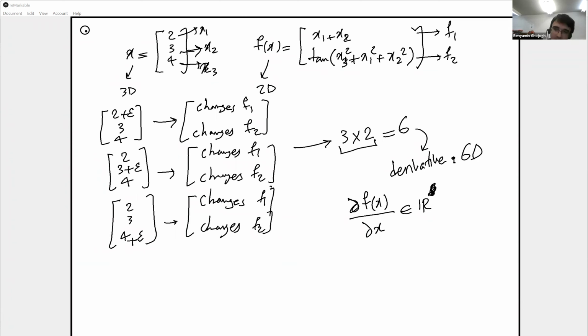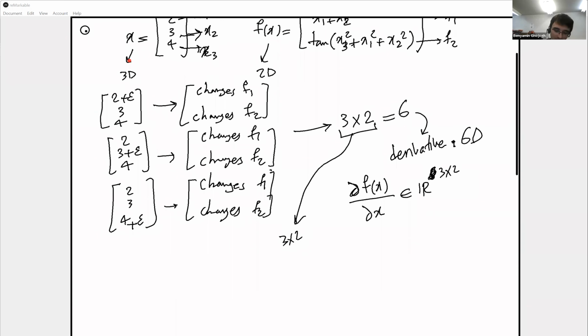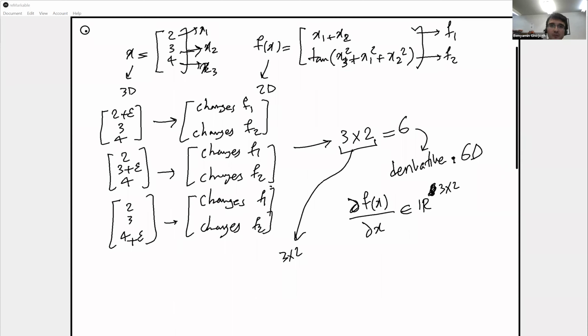We usually don't vectorize it. We usually show it by a matrix of 3 by 2. We can vectorize it and it becomes a 6-dimensional vector. But we usually have 3 rows and 2 columns. Why? The rows correspond to the number of elements of x, and the columns correspond to the number of elements of f. So far clear? Is it obvious? Any ambiguity?